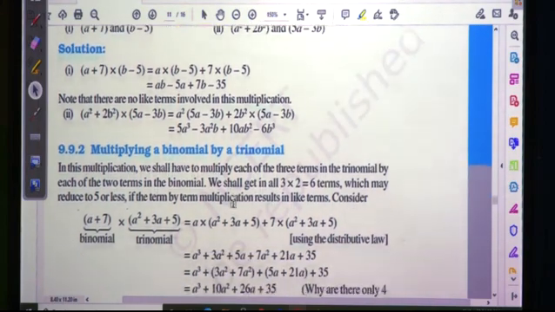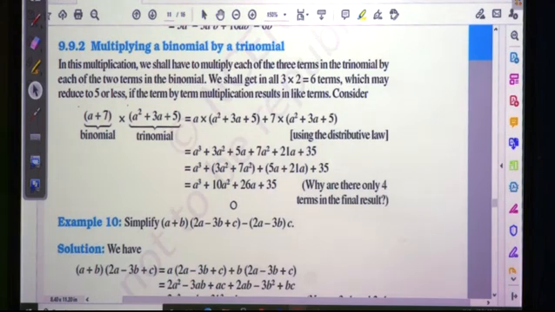Proceeding further, multiplying a binomial by a trinomial. In this multiplication, we shall have to multiply each of 3 terms in the trinomial by each of 2 terms in the binomial. We shall get in all 3 into 2, 6 terms, which may reduce to 5 or less if the term by term multiplication results in like terms. Consider a plus 7 into a square plus 3a plus 5. Now, a plus 7 is a binomial, a square plus 3a plus 5 is a trinomial.